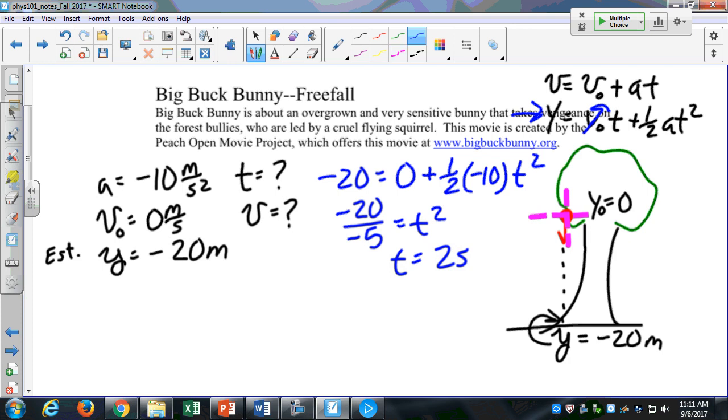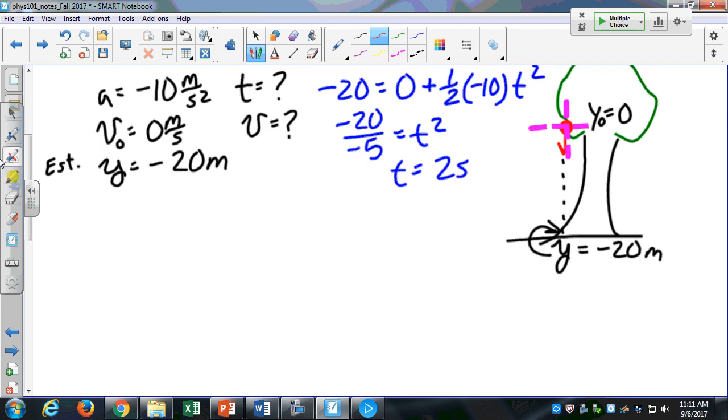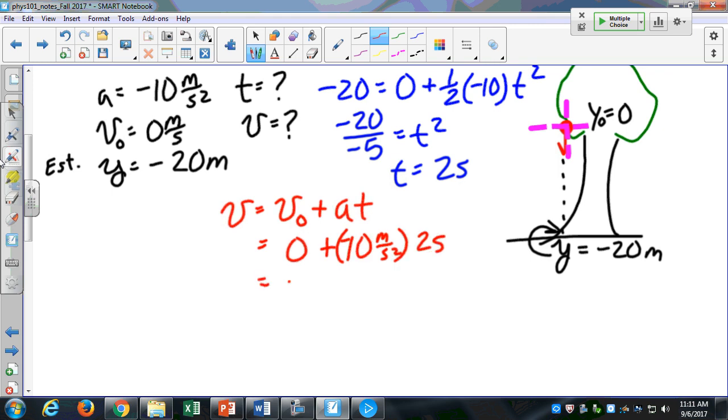Now, I want to find the velocity as well. So I say the velocity is equal to v0 plus at. That's equal to 0 plus minus 10 meters per second squared times 2 seconds. And so I get minus 20 meters per second.